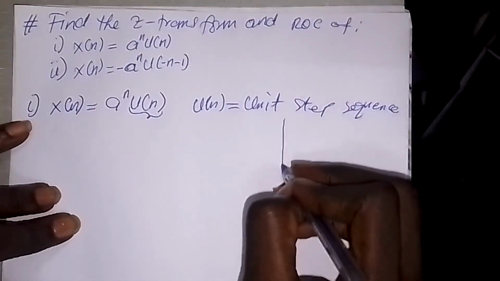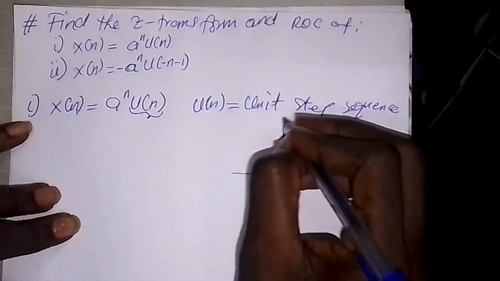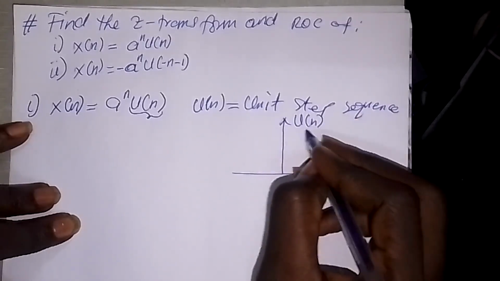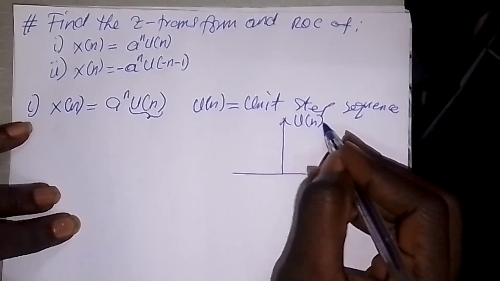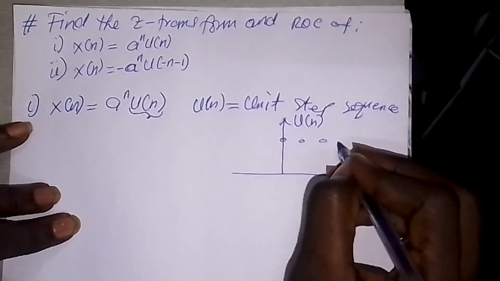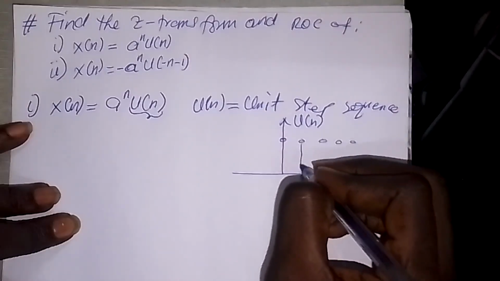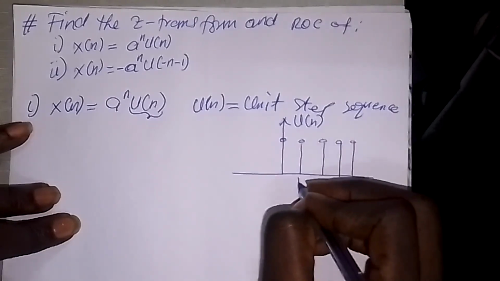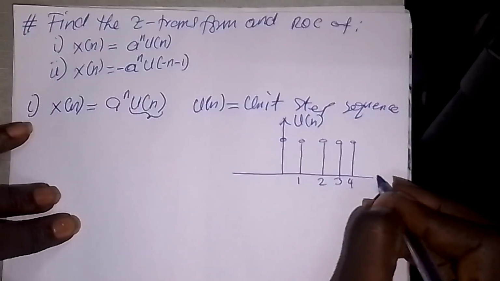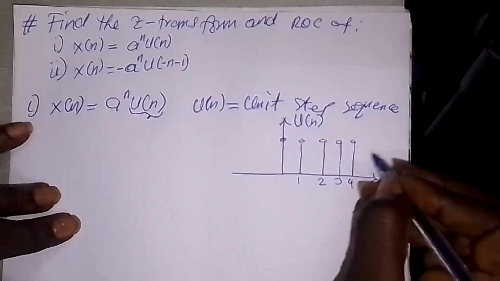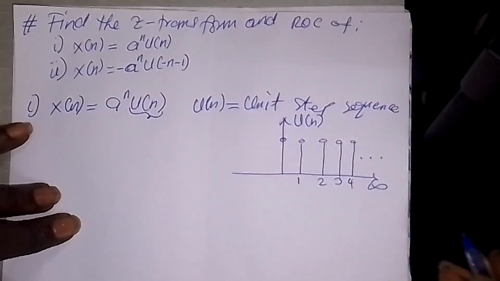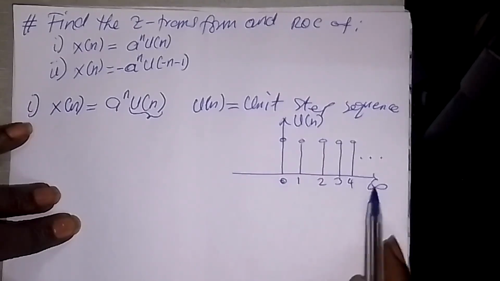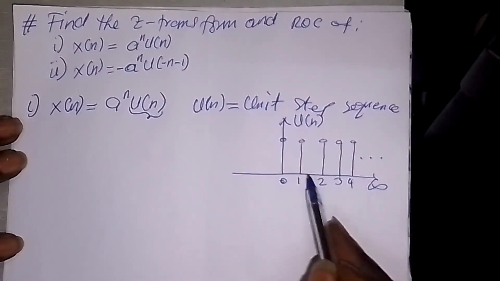So if we plot this unit step sequence, this is what we have. Here is u of n, and u of n means that n is equal to 0, so the sequence will start from 0. Here is 1, 2, 3, and 4, and then it will go to infinity. So our sequence is starting from 0 and then going to infinity. That's how our sequence is behaving.